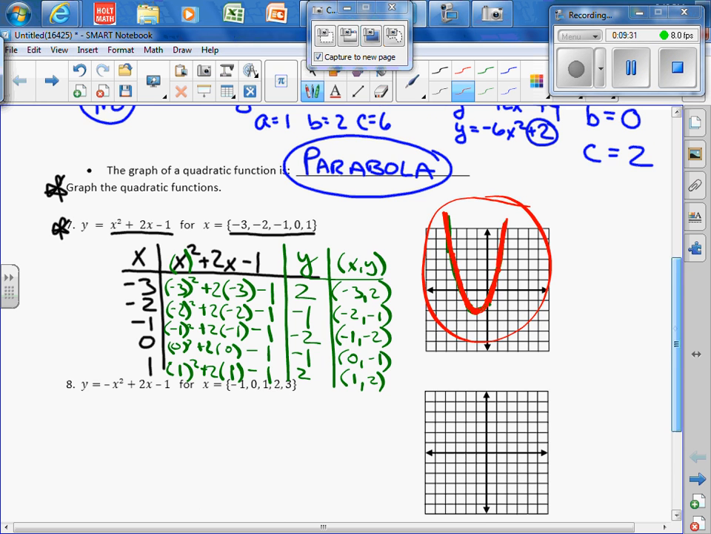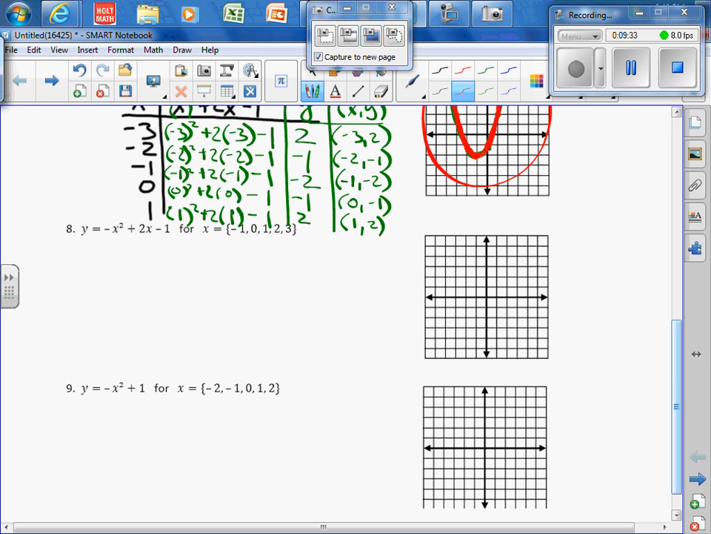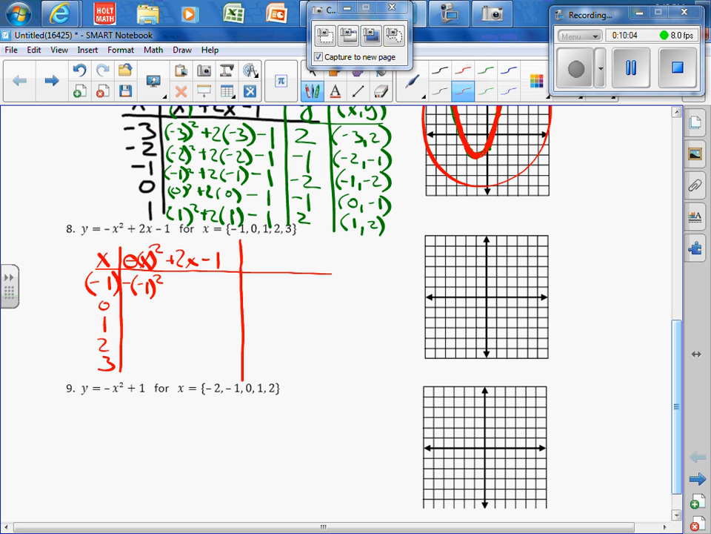In number 8, let's try this one. You're going to have x be equal to negative 1, 0, 1, 2, and 3. We're going to plug this into the equation negative x squared plus 2x minus 1. When you do that, make sure that this negative here is on the outside of the parentheses, and what goes inside the parentheses? Negative 1, and it'll be squared plus 2 times negative 1 minus 1. Here's the negative that's outside the parentheses.